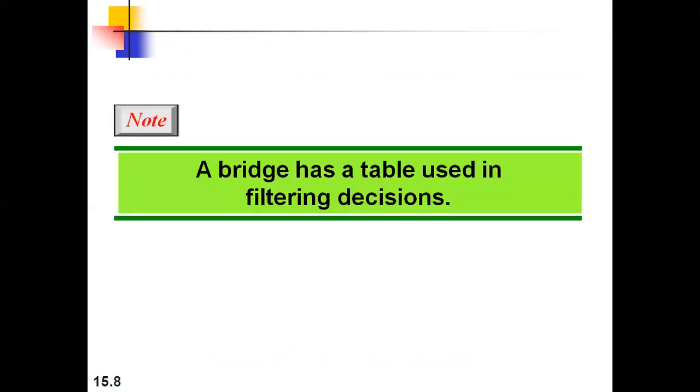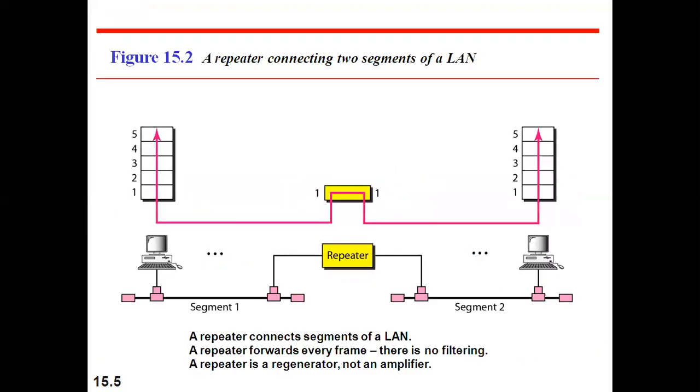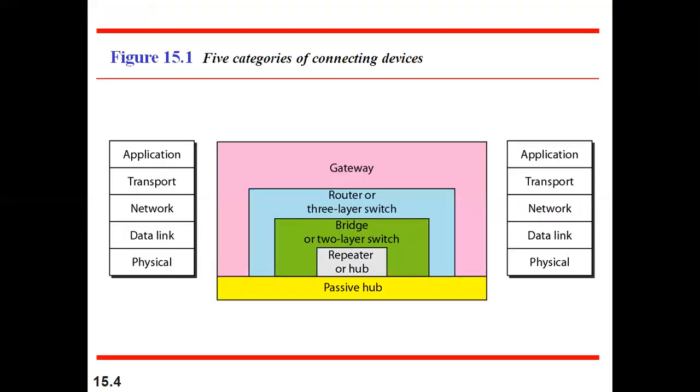What is a bridge? A bridge is used in the data link layer. It works in two layers. Okay, a bridge works in two layers. It occupies the physical and data link layer. It's also called a two-layer switch.